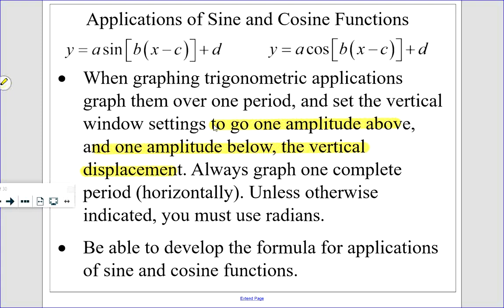You also have to graph one complete period horizontally. So you need to look at b, and remember that the period is 2 pi over b, and then you can figure out the period, and then you can go x min is 0, x max is whatever the period is. And finally, you have to use radians unless you see a degree symbol. And I have never, ever seen a degree symbol on an application problem. Okay.